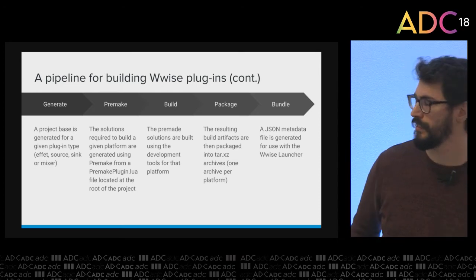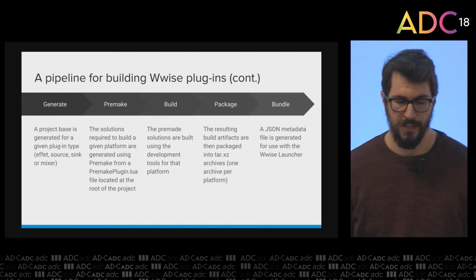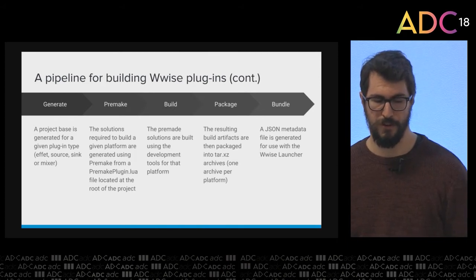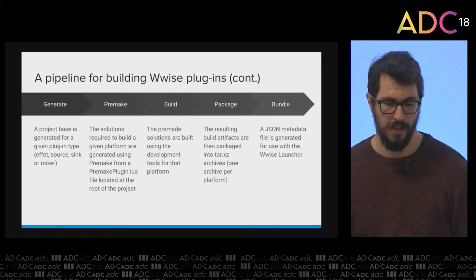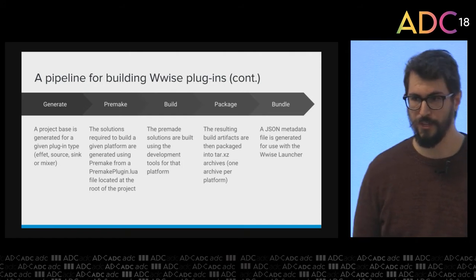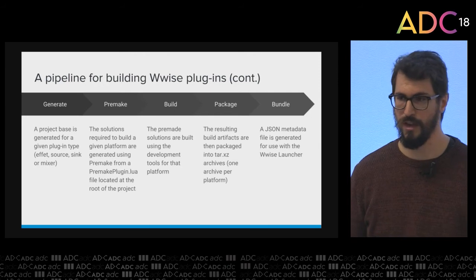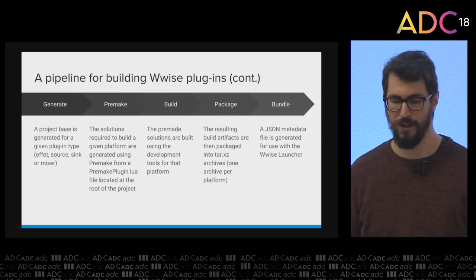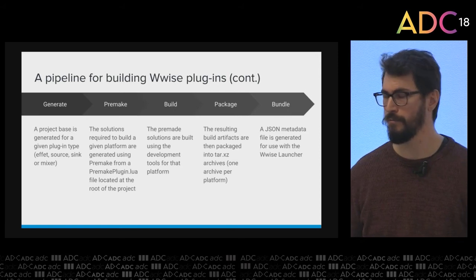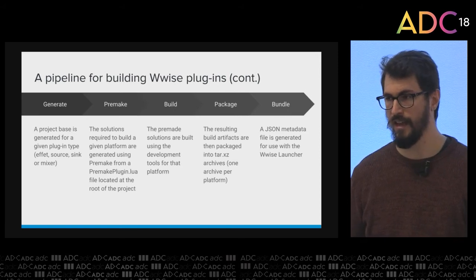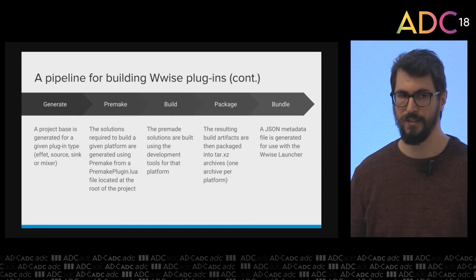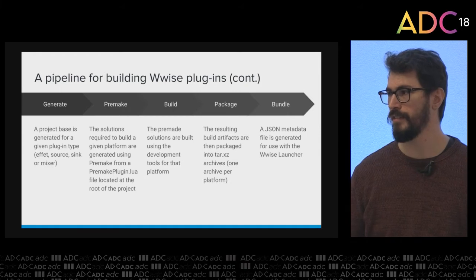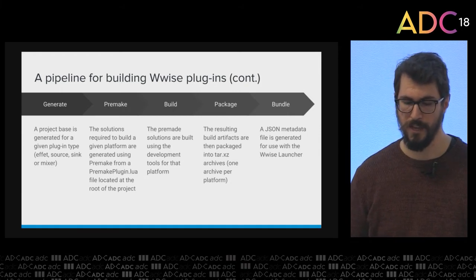The first one is basically a pre-build. So first you would generate your plugins from the plugin type that you would want. And then we use Premake to create the solutions for the platforms that you want to target. So you can call Premake for all of the platforms that we support. And then the build step is actually bootstrapped into the tool so that if you have the conventional development environment installed for that platform, it would just work.